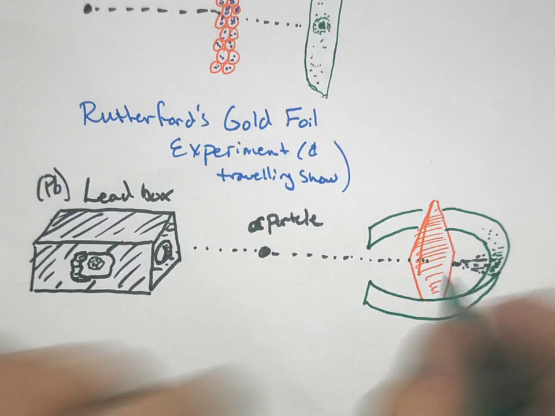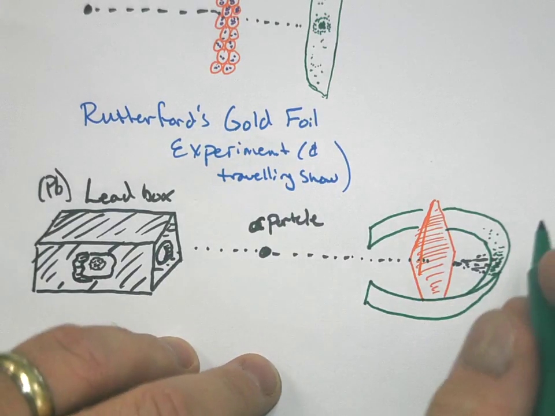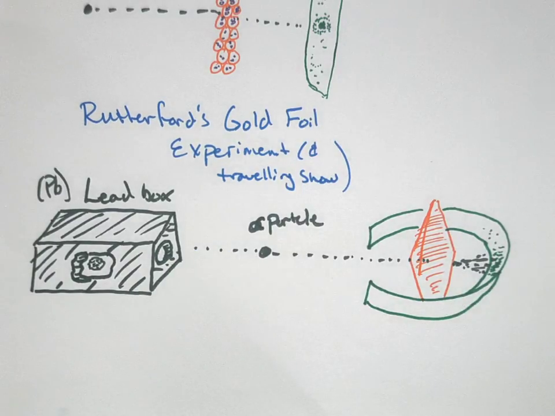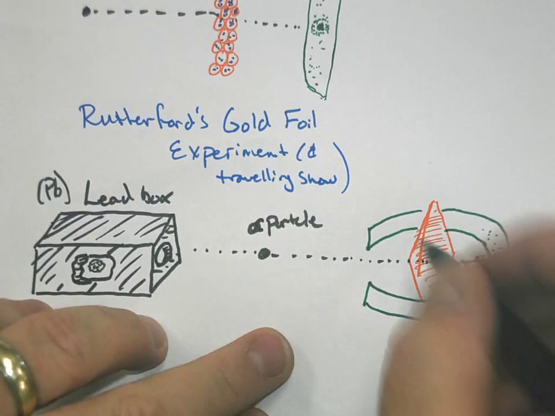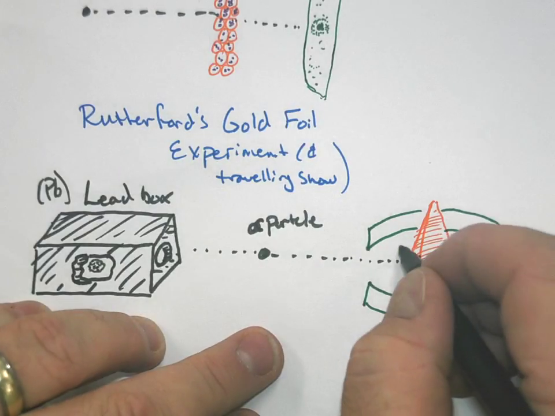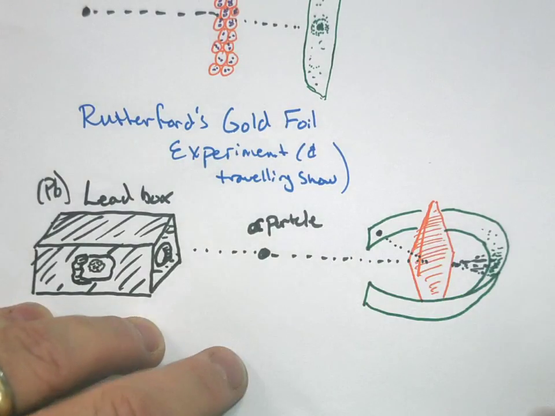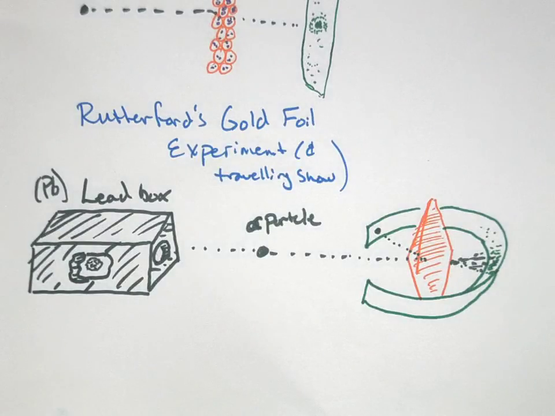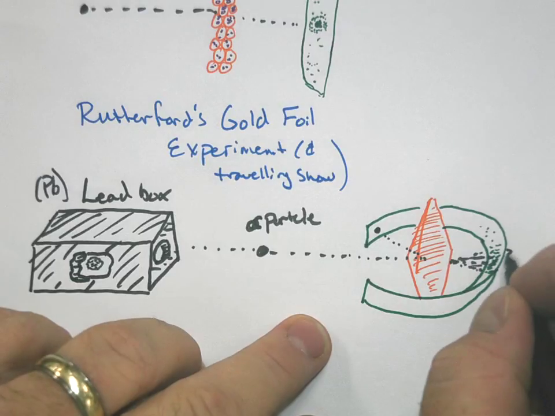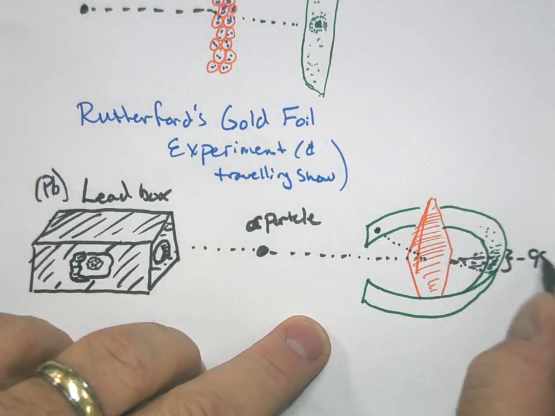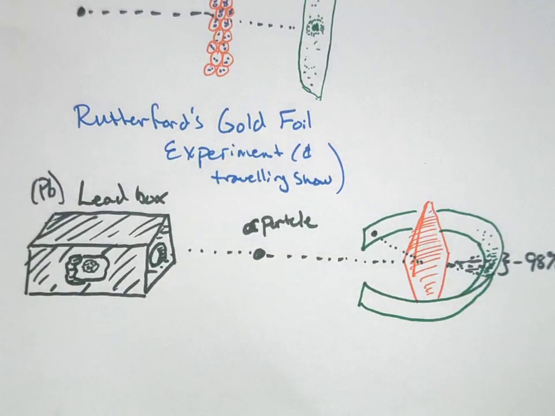Now, here's the catch. He put detectors, and here's why it was such a brilliant experiment. Because he put detectors behind the screen, he was able to detect the ones that did that. And this is the important one. In this range right in here was 98% of all of the particles. 98% of the alpha particles went straight through, not affected whatsoever.